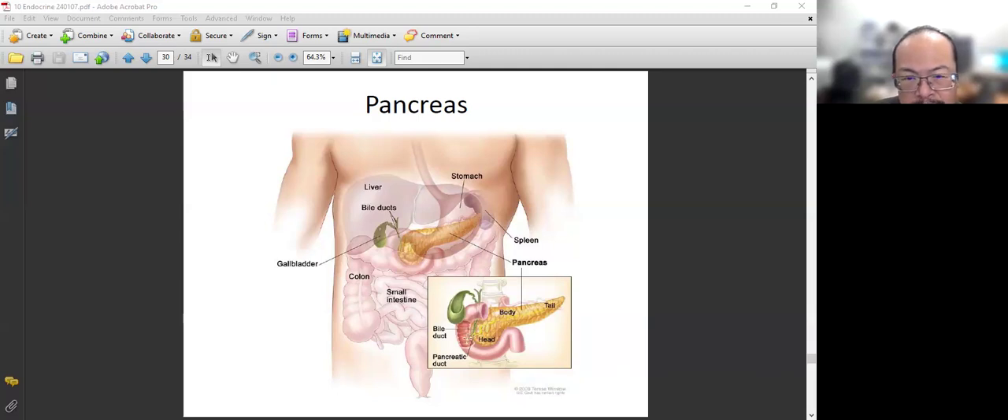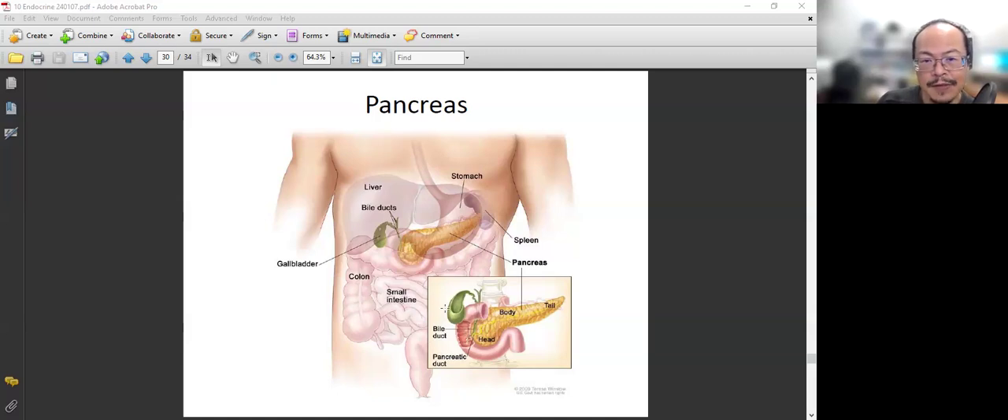It's attached to it. The digestive function of the pancreas is to release digestive enzymes into the small intestine in order to help you digest the food. It digests protein into amino acids, carbohydrates into monosaccharides, and lipids into fatty acids. It digests them in the small intestine. So it has a digestive function, but it also has an endocrine function.